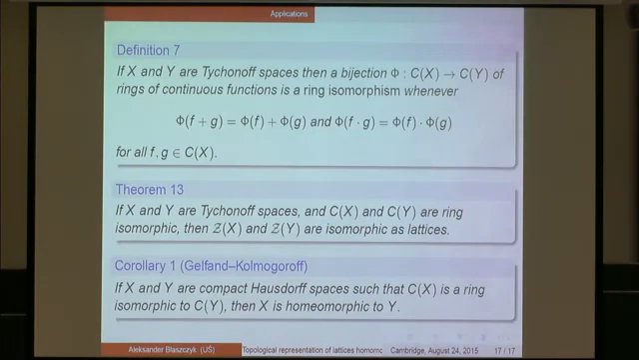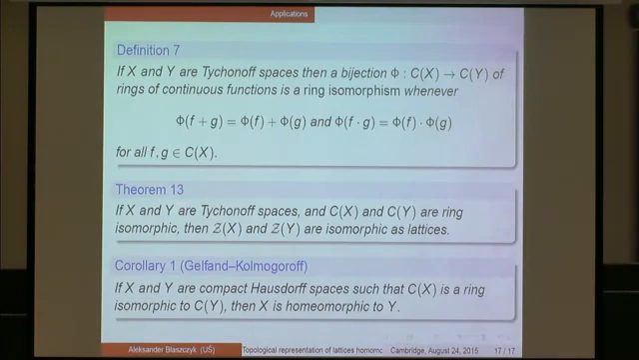Another well-known thing: for two Tikhonov spaces we always have the rings of continuous real-valued functions, C of x and C of y. I recall the definition, and one can show the following: whenever C of x and C of y, the sets of real-valued continuous functions, are isomorphic as rings, then the corresponding lattices are also isomorphic.